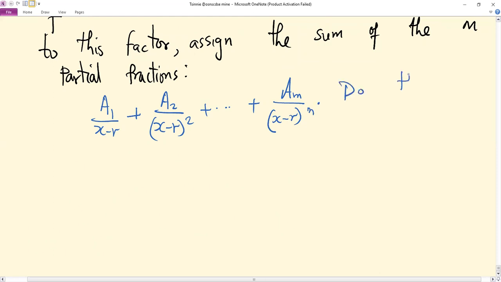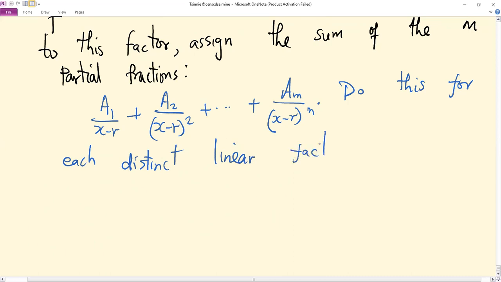Do this for each distinct linear factor of g of x. So that's the first trick we consider.